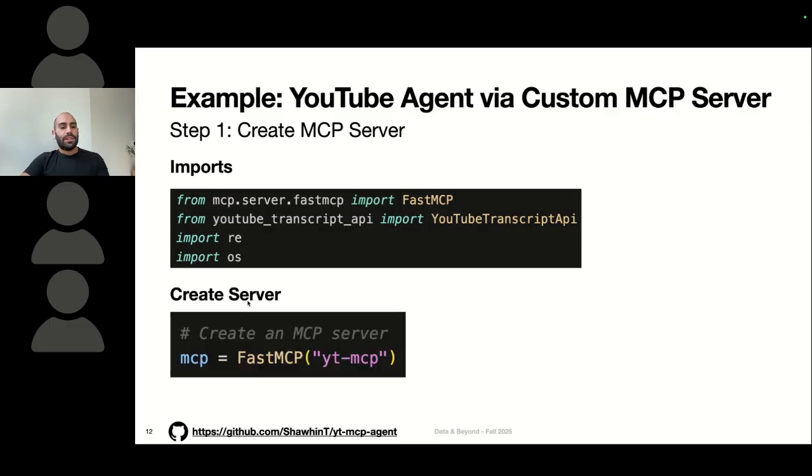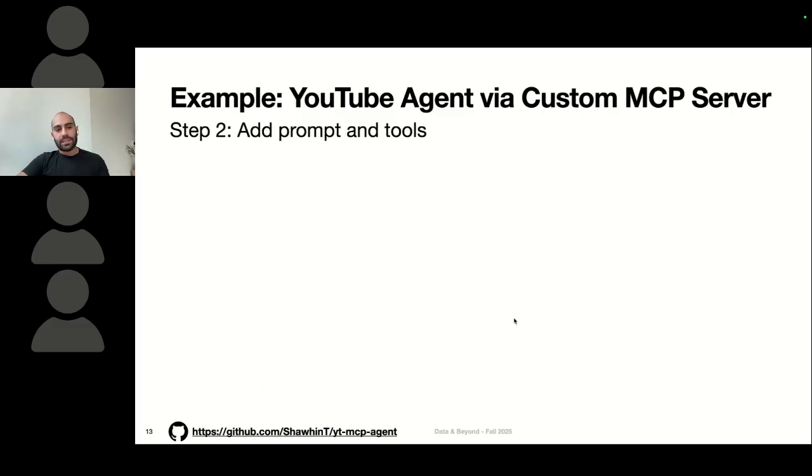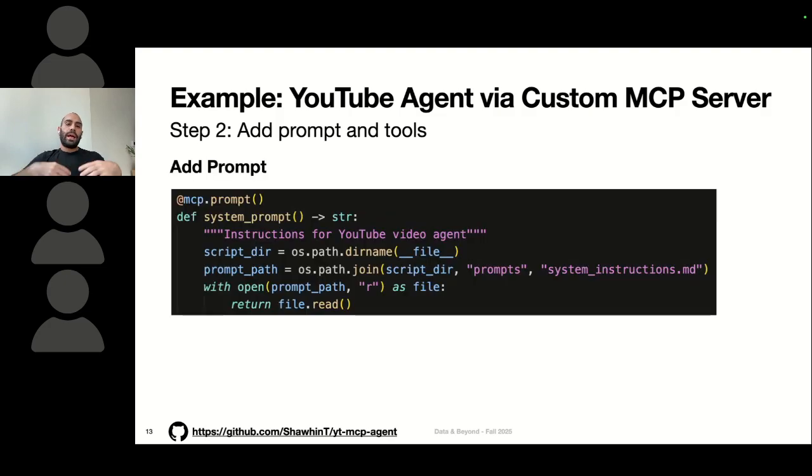Okay, and so to create the server, we can just use this FastMCP class and give it a name. And just like that, we have our server initialized and ready to basically add things to it. So now we can add stuff to it. So we'll first add a prompt. So the way you add prompts, tools, and resources to MCP servers is using this syntax here.